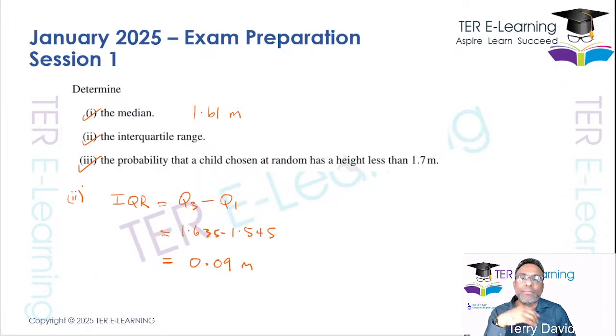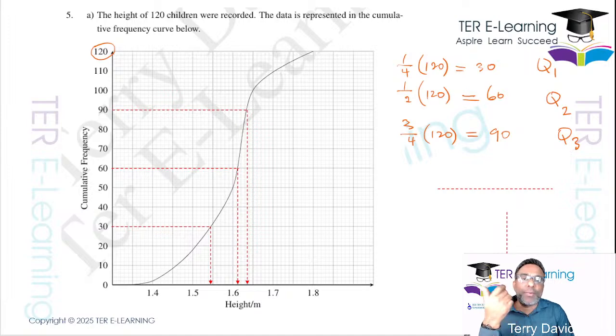The last part here, sometimes they give us questions based on probability. So what's the probability that a child chosen at random has a height less than 1.7? Now, one of the things you all have to remember is that from a cumulative frequency curve, the curve always gives us less than information. There are some exam questions where they will ask us about more than, and if they do, you have to be careful. What this is doing here is that the graph only gives us less than.